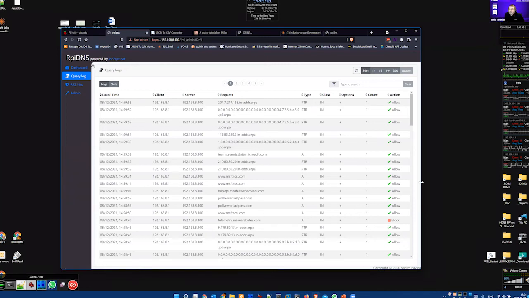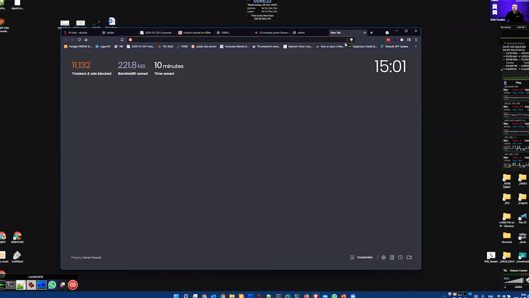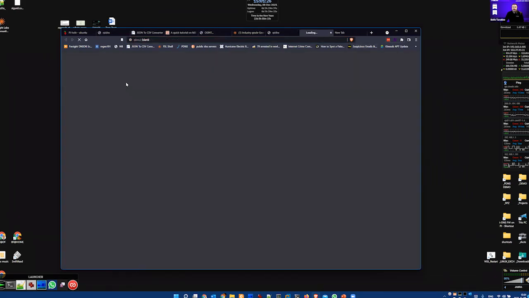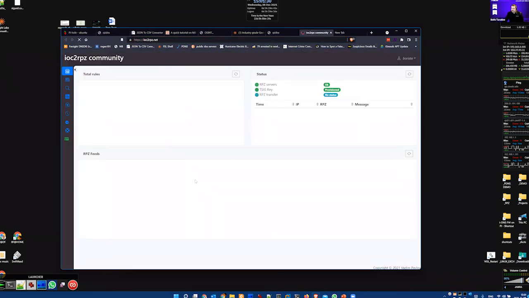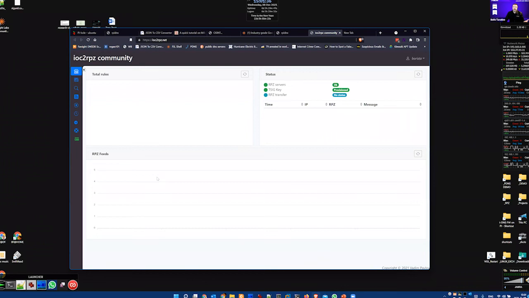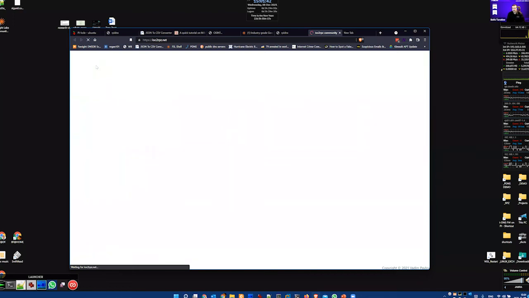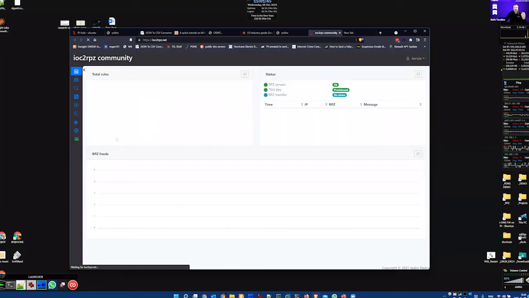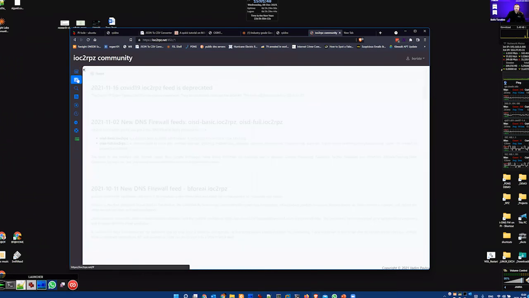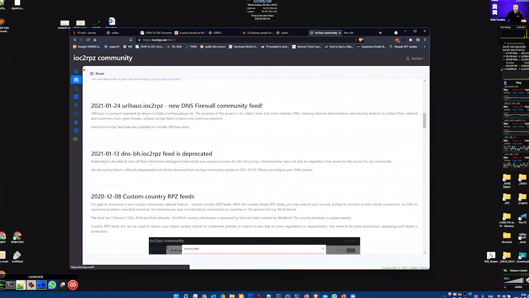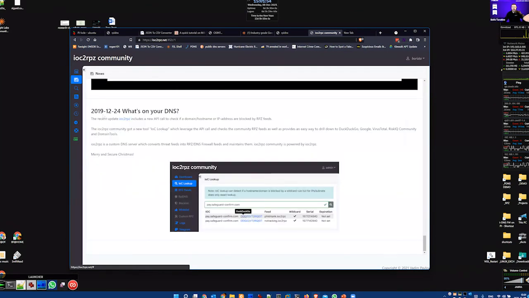How is IOC2RPZ sustained? How long has it been running? Okay, IOC2RPZ has been running several years. It is free to use. It is based on donations. And we at Farsight really would like to make it more sustainable, and we are considering how we can support IOC2RPZ to be more sustainable. It would likely continue to be free. Let's see, 2020 and so on. Yeah, a couple of years.